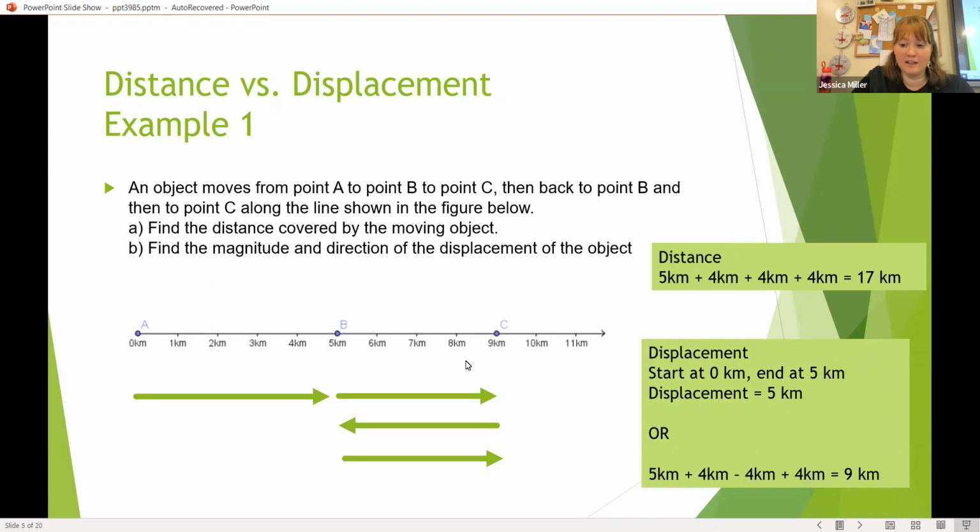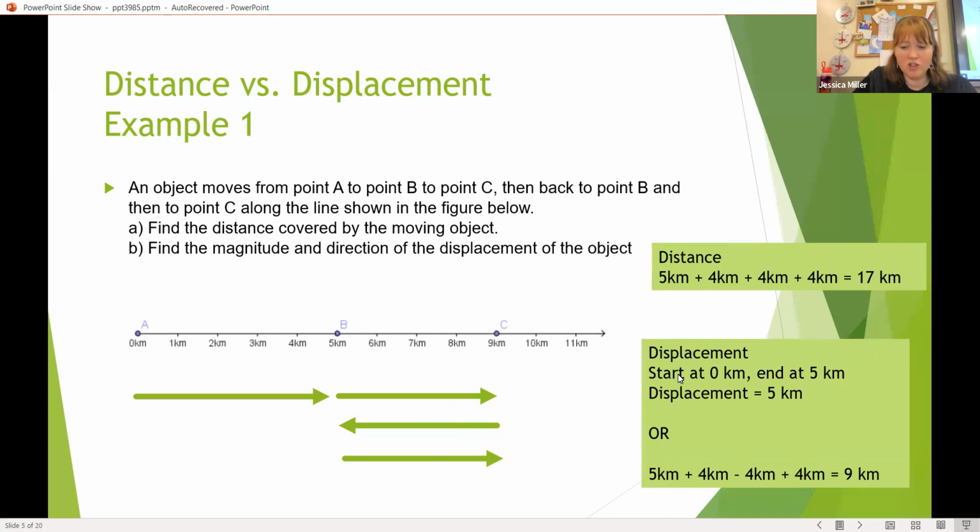We ended at 9 kilometers. Oh no, there's a mistake right here. Okay, so we started at 0 and we ended here at 9. So my displacement is 9 kilometers. That needs to be fixed. So I hope you're listening and not just looking through this PowerPoint, but this should be 9 kilometers. I'll go back and fix that.